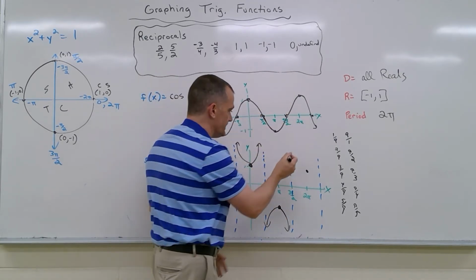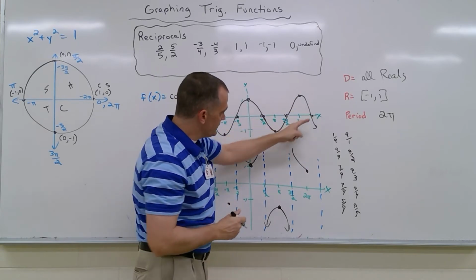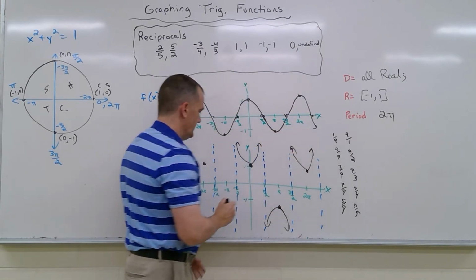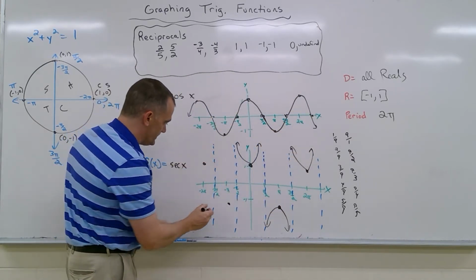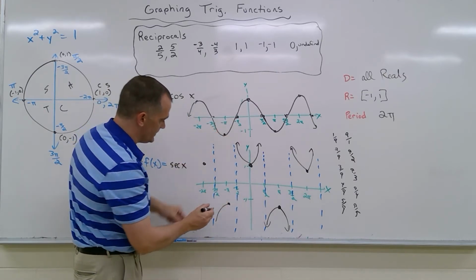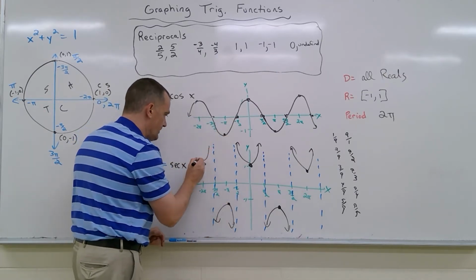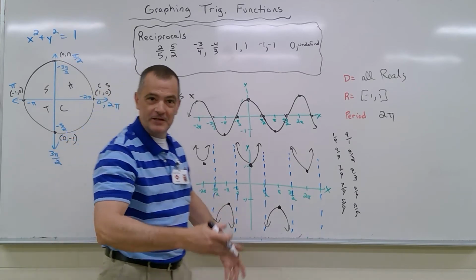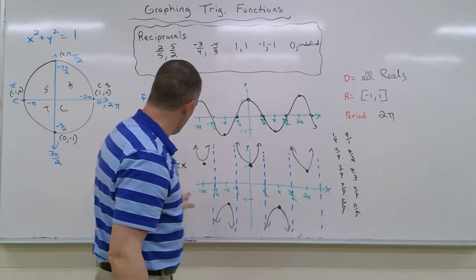Same here, increasing, decreasing, decreasing, increasing. Right here, this is decreasing, so I'm increasing, increasing, I'm decreasing. So you have all these, looks like an infinite number of little parabolas popping up on the secant.